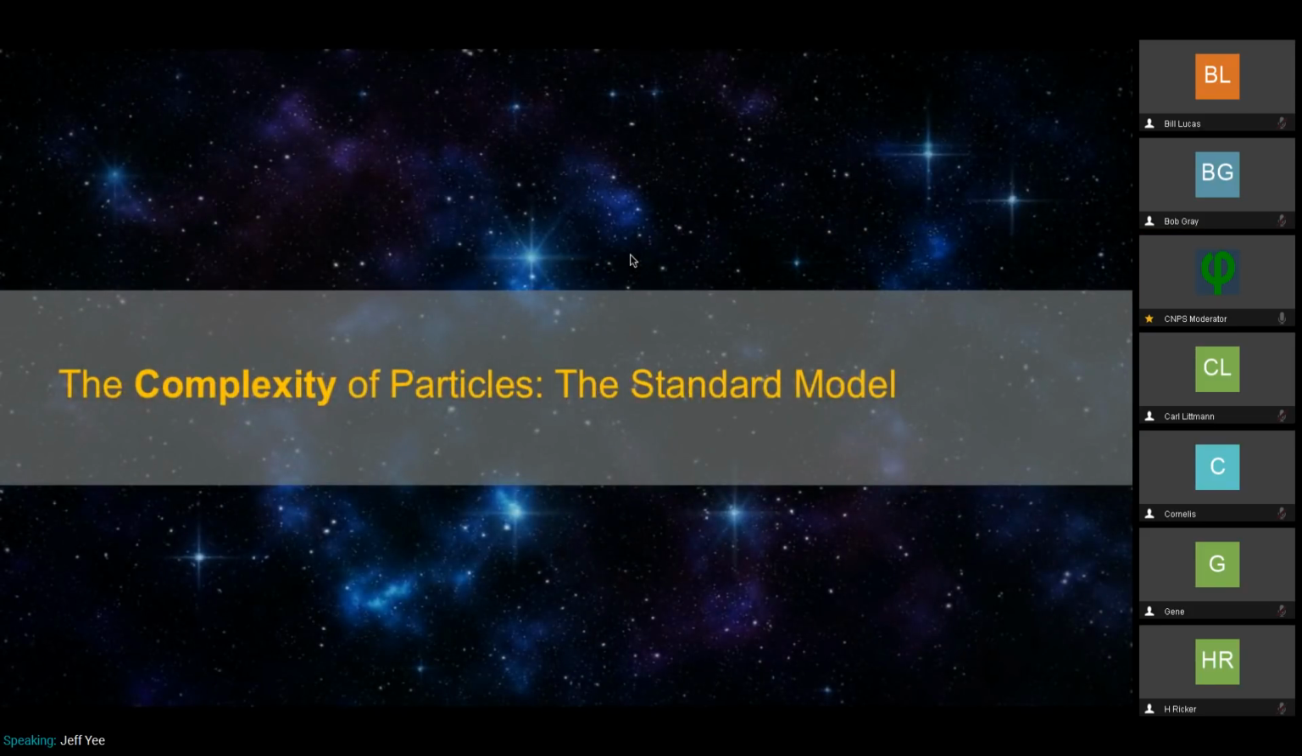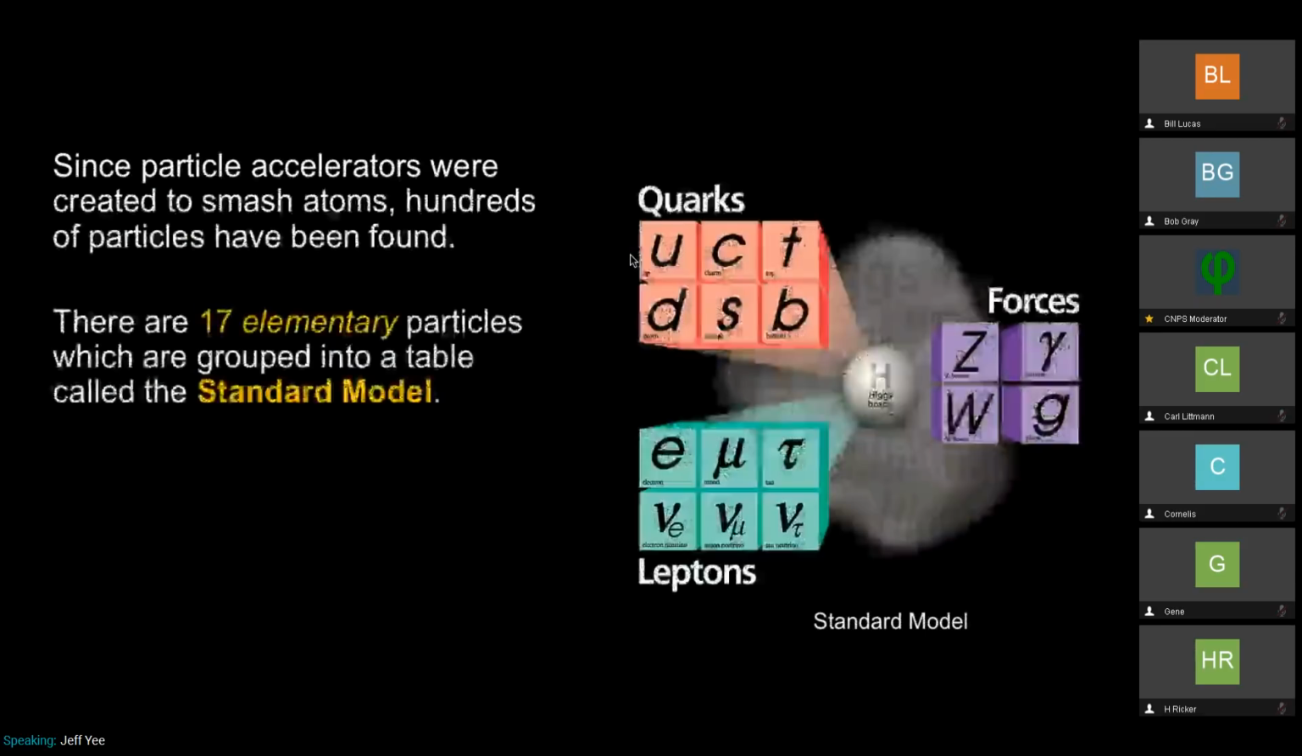Now, with that being said, we jump to the complexity of particles, and that's the current standard model. And the question is why? If nature was simplified as we went from the largest objects all the way down to the atom, why is it that over the last half century, since particle accelerators were able to smash atoms, hundreds of particles have been found? The atom was simplified, but yet hundreds appear once you start smashing the components of the atom. That eventually goes to the standard model.